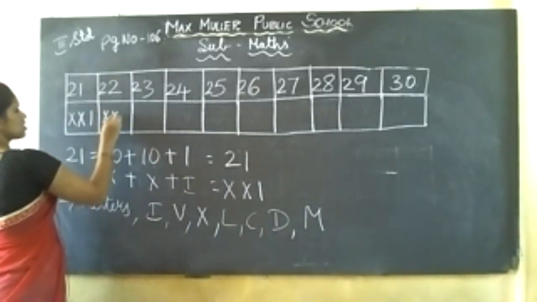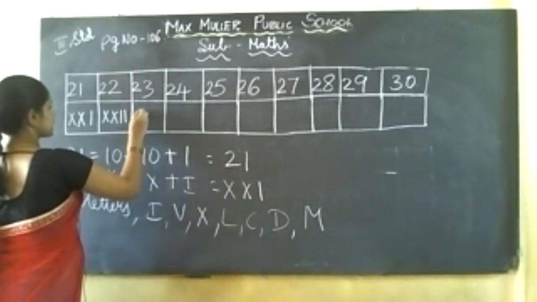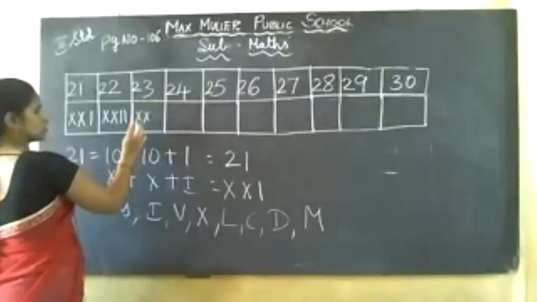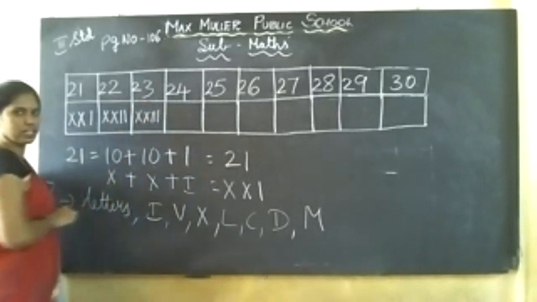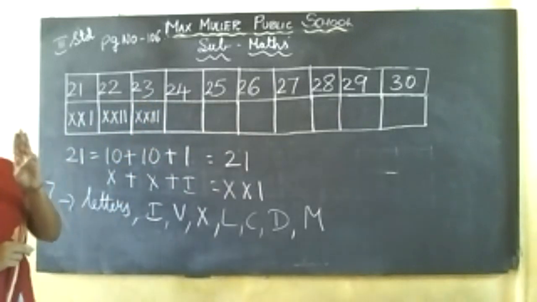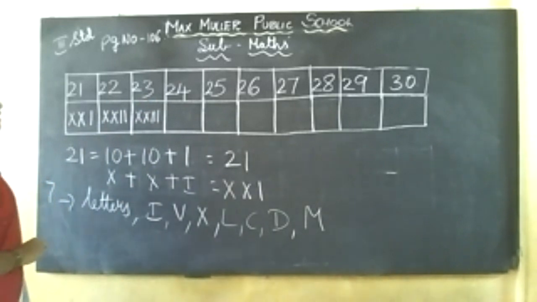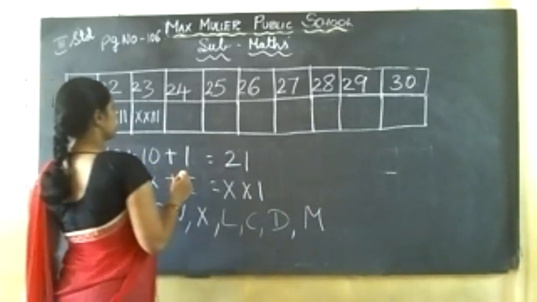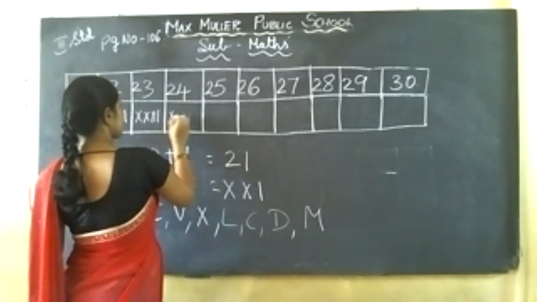Next, how will you write? X, X, 2 lines you will draw. Understood? XXII. So 23: 20 we have written, 3 means 3 lines you are drawing. You are drawing how many lines? 3 lines. Not more than that. You should not repeat the letters more than 3 times. Next, 24, how will you write?